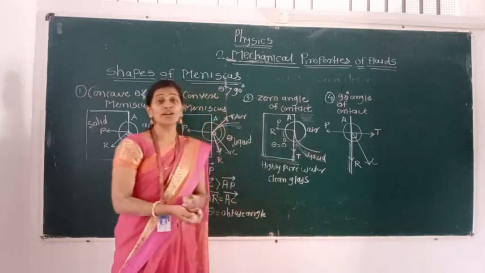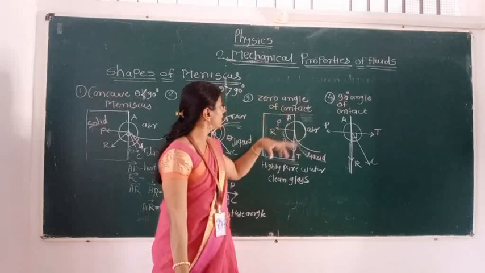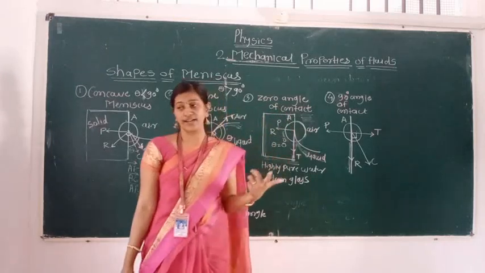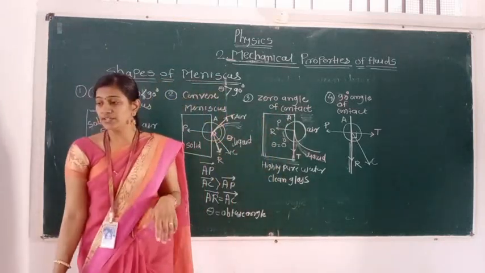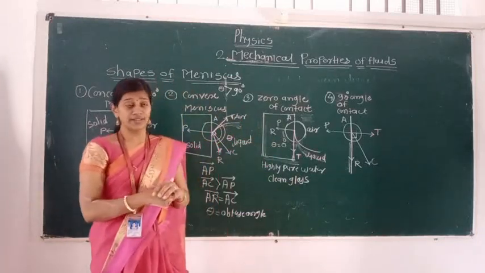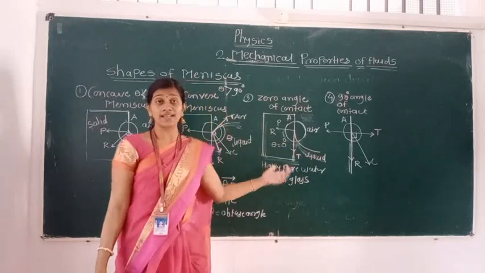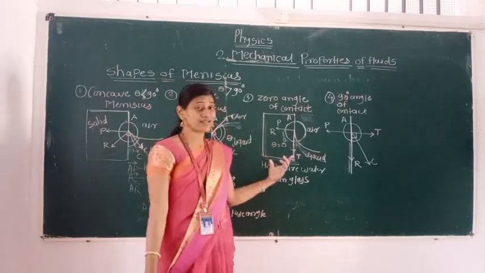They come in contact with each other, and due to the contact, here we are getting the zero angle of contact. It is shown in that diagram. Here in this case, the liquid completely wets the solid. So already we said here highly pure water is present as a liquid and clean glass is present as a solid.